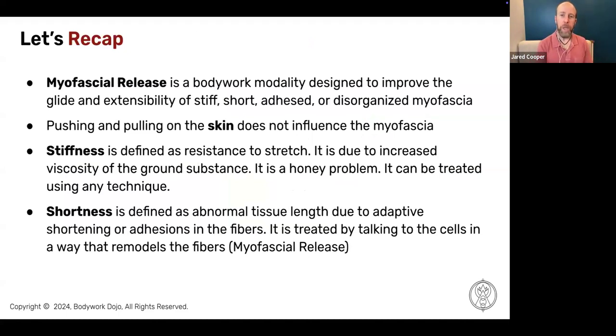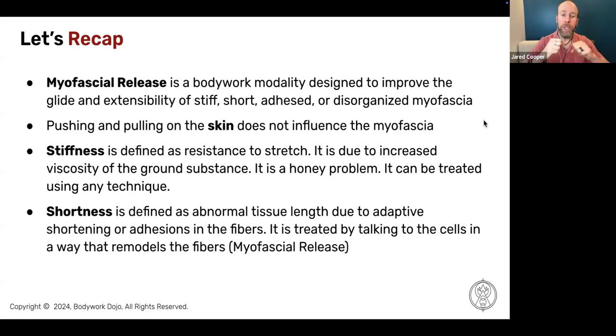So let's recap. In part 1, we talked about myofascial release as a bodywork modality designed to improve the glide and extensibility of stiff, short, adhesed, or disorganized myofascia. We learned that pushing and pulling on the skin does not influence the myofascia. That should be properly termed dermal fascial release, not myofascial release. We learned that stiffness is defined as resistance to stretch, and it's really due to the viscosity of the ground substance. Remember, it's a honey problem, and it can be treated with any technique, including techniques my 12-year-old would use. You just warm up the tissue and it feels so good and juicy. But it goes back because it's honey.